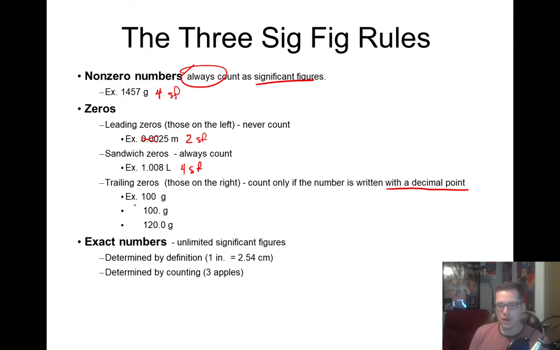So in this case, we've got 100. Okay, 100 here. There's no written in decimal point, so these zeros are trailing zeros without a decimal, so they are not significant. So this guy has 1 sig fig. All right, 1 significant figure.